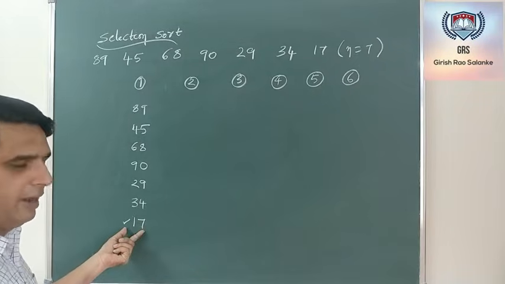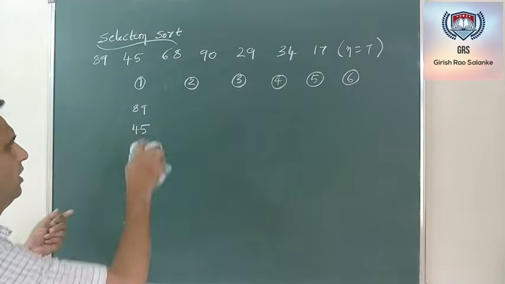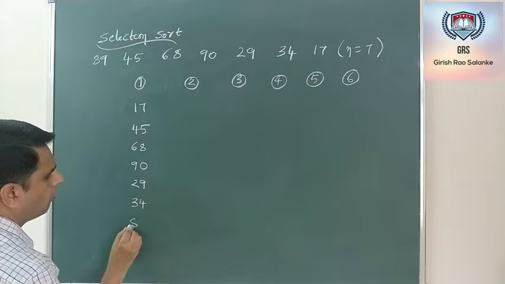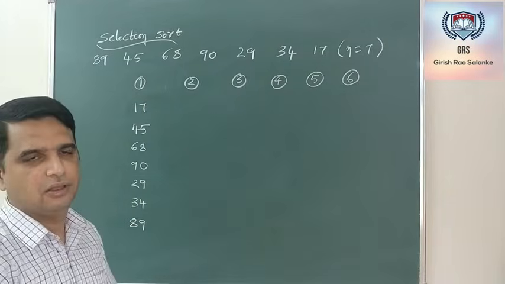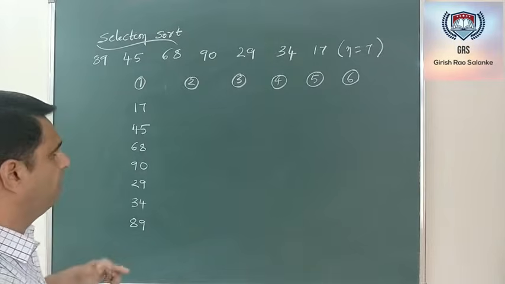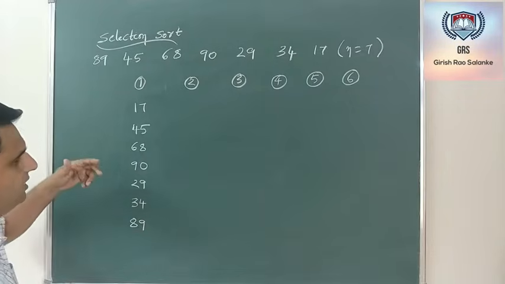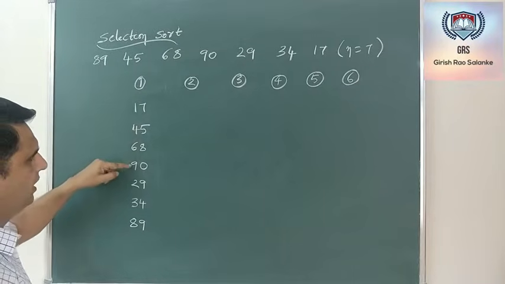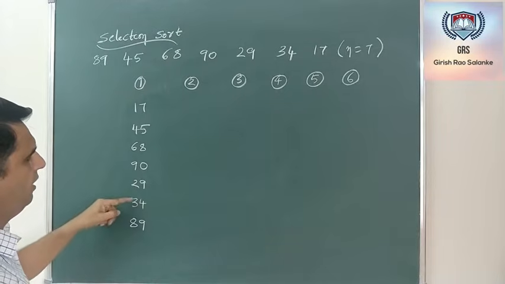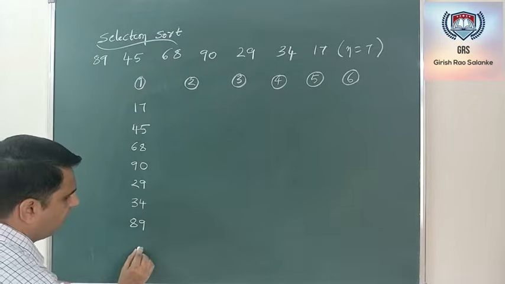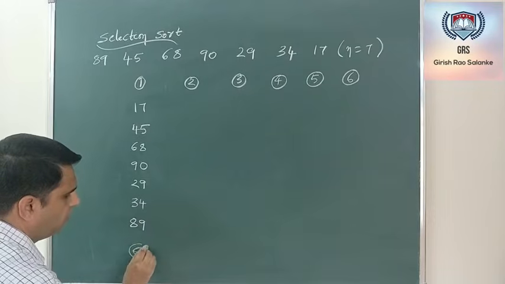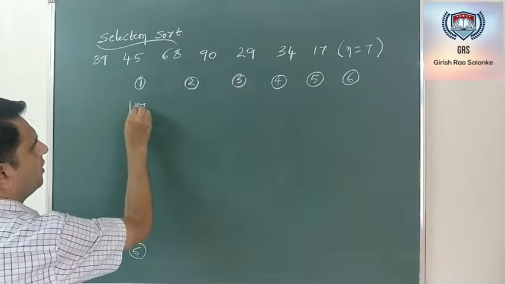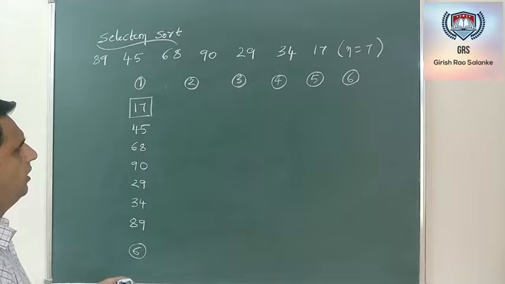Once I got the minimum element, I need to exchange it with the first element. The first element was 89, so 89 and 17 got interchanged. Now, the number of comparisons we have done: 1, 2, 3, 4, 5 and 6. So the number of comparisons was 6. Note that at the end of the first iteration, the first smallest element occupies its sorted position.